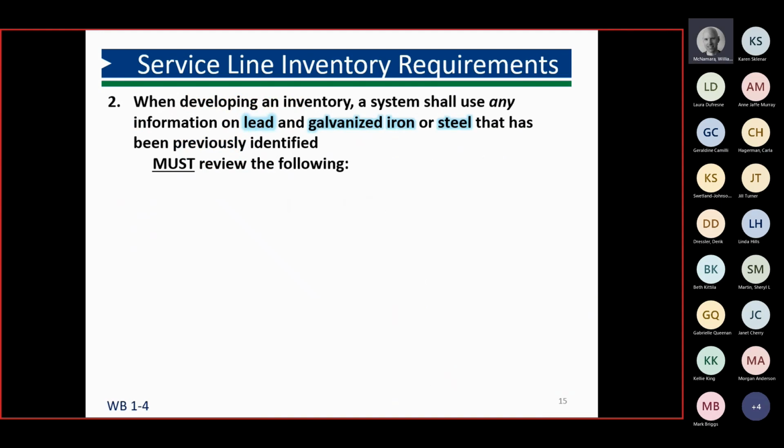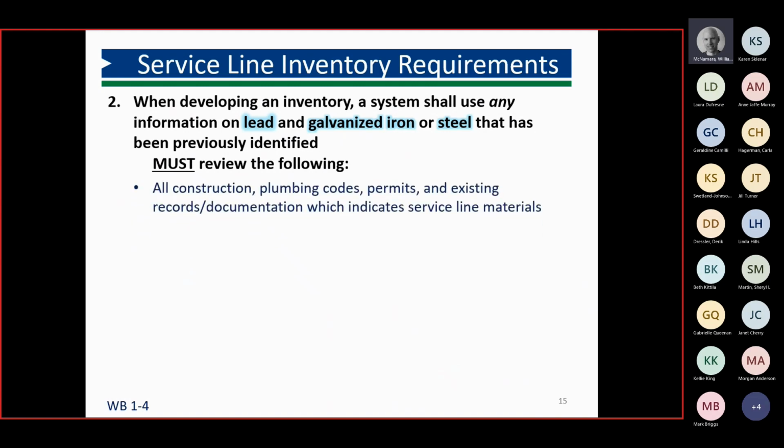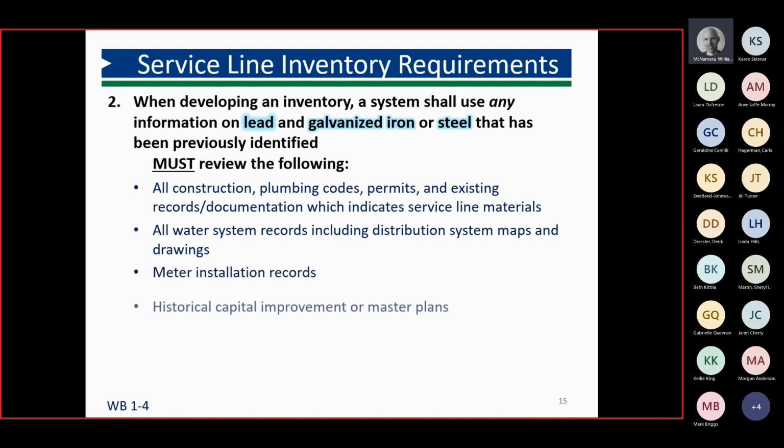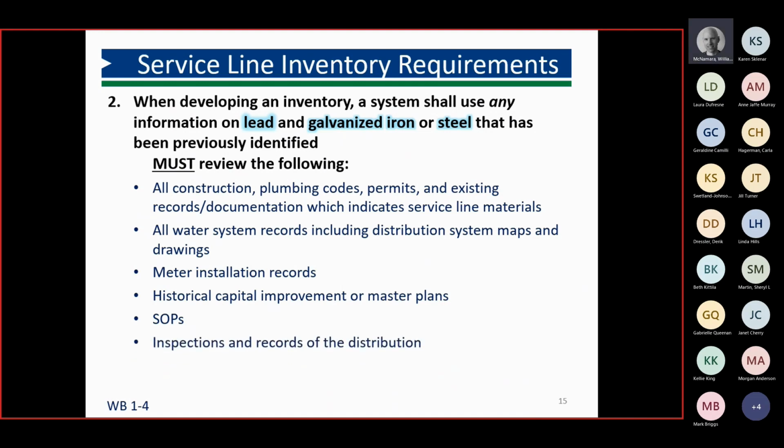Okay, so for the second requirement, when developing an inventory, a system shall use any information existing on lead and galvanized iron or steel that's been previously identified. And then the regulation specifies a whole bunch of records that water systems should be looking at. So if available, they should be looking at all construction, plumbing codes, permits, and existing records or documentation, which might indicate what the service line material is. They should be looking at all distribution system maps and drawings, meter installation records, historical capital improvement or master plans, any standard operating procedures that the water system has, which may say that we should always use this type of material when doing line replacements, things like that. Inspections and records of the distribution, and any other source required by the state.